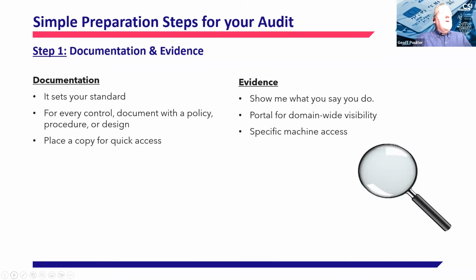So for every control, it's worth thinking, where's it written down? Is there a policy? Is there a procedure? Is there a design document? Is there a user guide? Something like that. For every control, think, have I got a document that I could present to the auditor? But obviously the audit isn't a documentation review. The auditor is going to be pleased for that document, which sets your standard, and then they're going to want to see, now where's the evidence that backs that up?